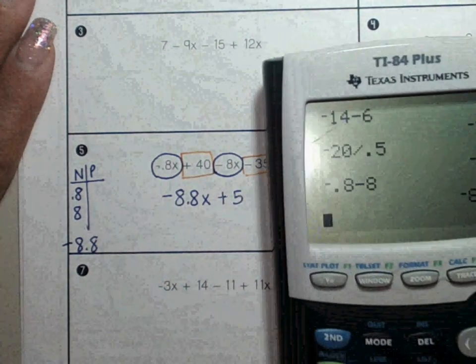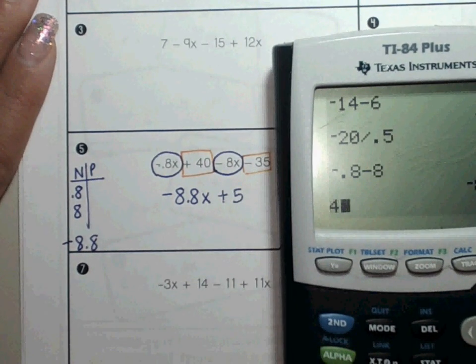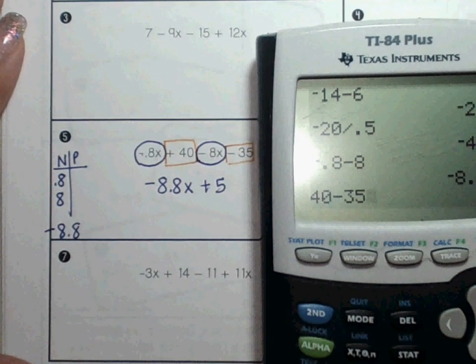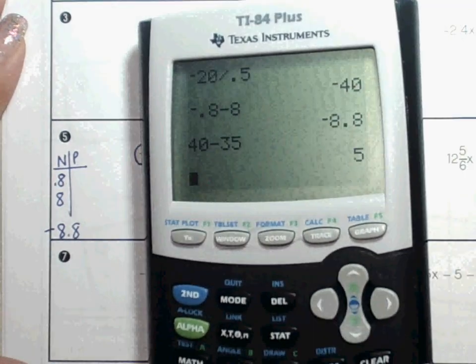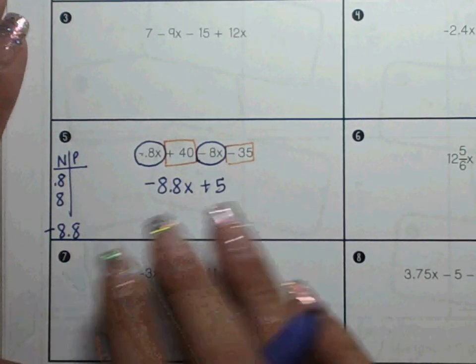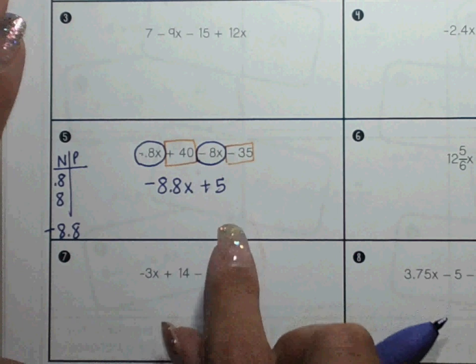Don't believe me? Check it out in your calculator. 40, and that says minus 35. Type that in, you end up with 5. Okay, and that's all you have to do, because there's nothing else to solve. You've simplified as far down as you can.